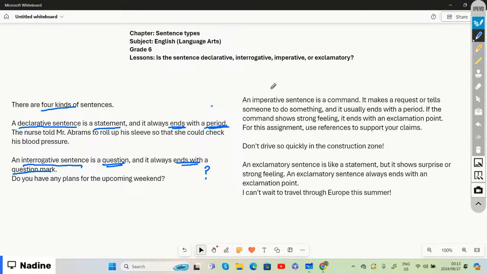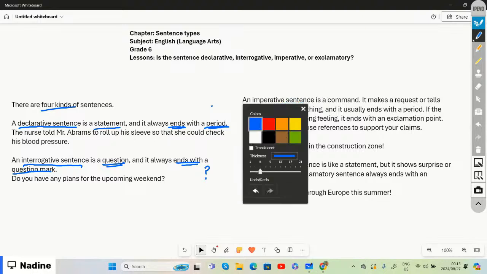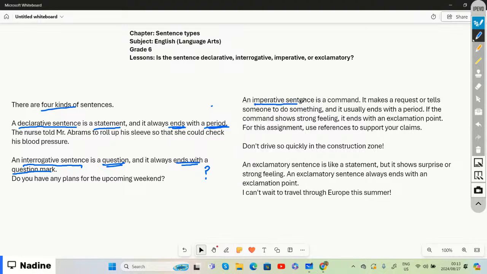And then we have an imperative sentence. An imperative sentence is a command. And a command doesn't have to be like, I command you to do this now or else. No, that doesn't necessarily mean it's a command, right? We're not talking about that command.